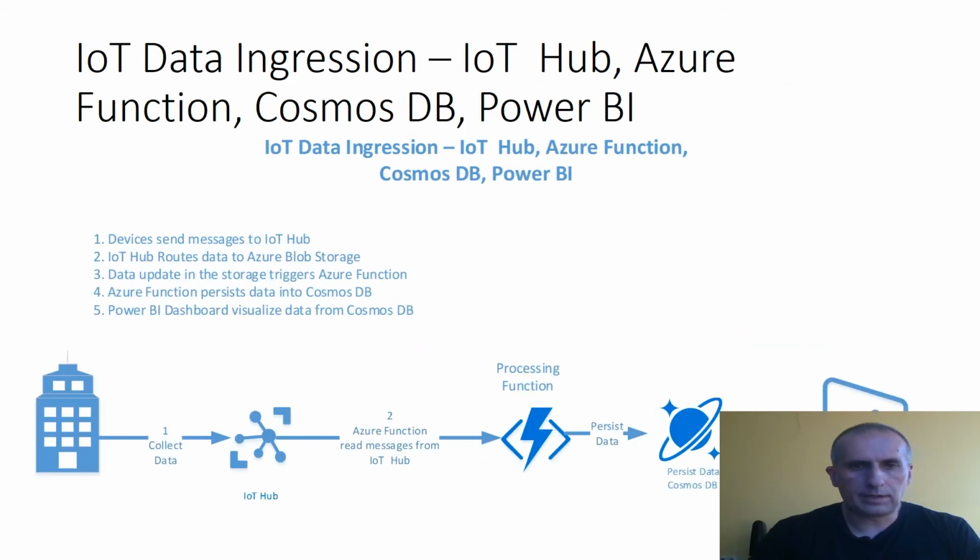It is possible to have the same approach, but without the need to persist data in between in storage. It is possible, directly using Azure Functions, to get data from the cloud gateway and to persist it in a specific database like Cosmos DB. After that, Power BI can get this data and present information in different ways.